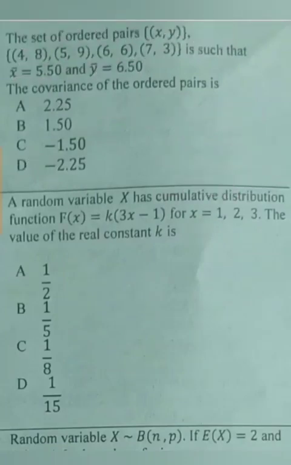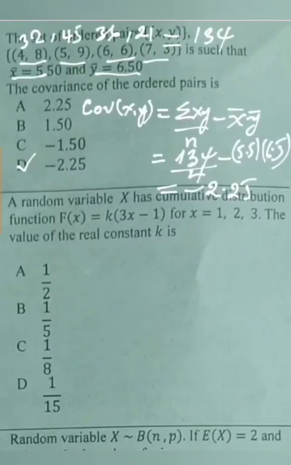In the next question, we have that a random variable x has cumulative distribution function f of x equals k into 3x minus 1 for x equals 1, 2, 3. The value of the real constant k is, and we have these options. So in this question, we have been given the cumulative distribution function. And for the cumulative distribution function, f of 3 should be equal to 1. So the sum of the probabilities from 1 to 3 should be equal to 1.